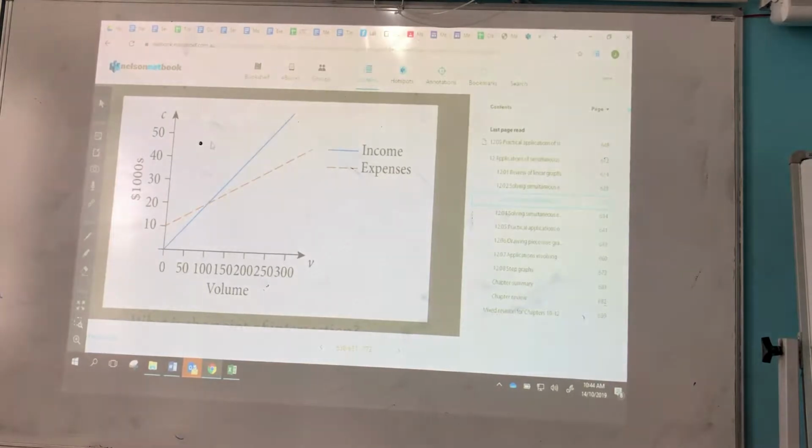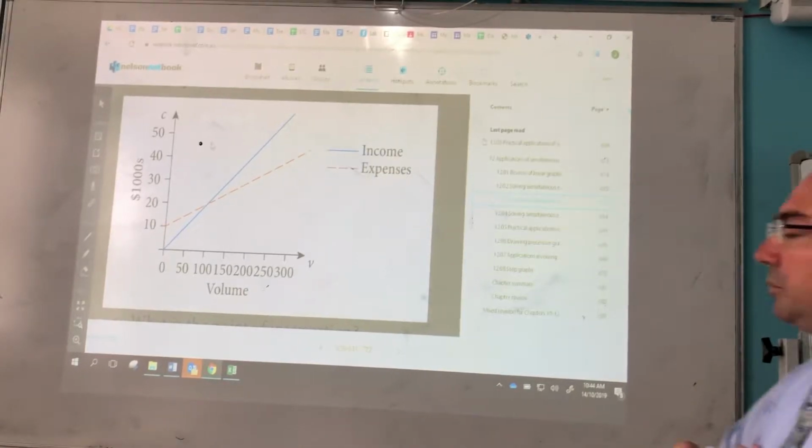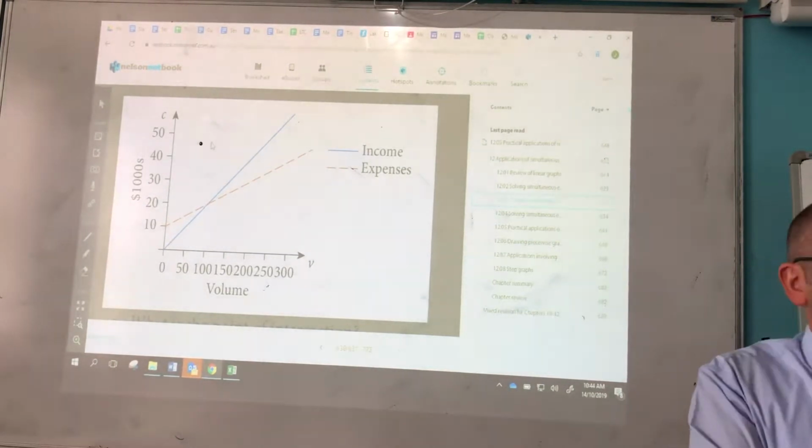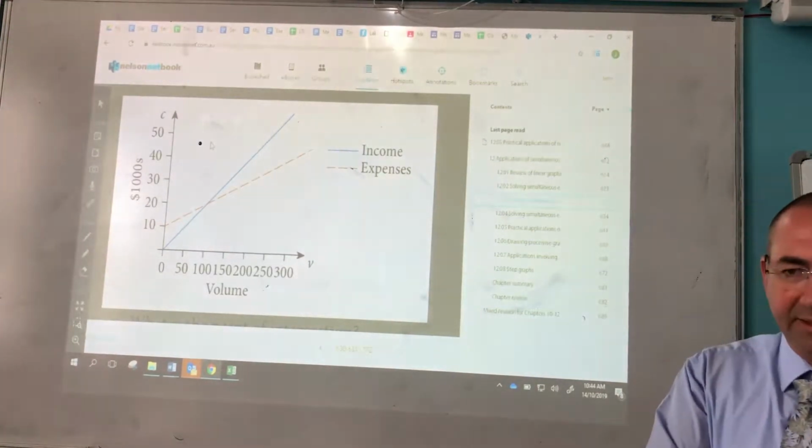Okay, so we're into the last week of working with linear equations, linear modelling, and what that means is actually looking at multiple lines at the same time. So what we call simultaneous equations. There's a whole chapter of this textbook on what we call solving simultaneous equations graphically.